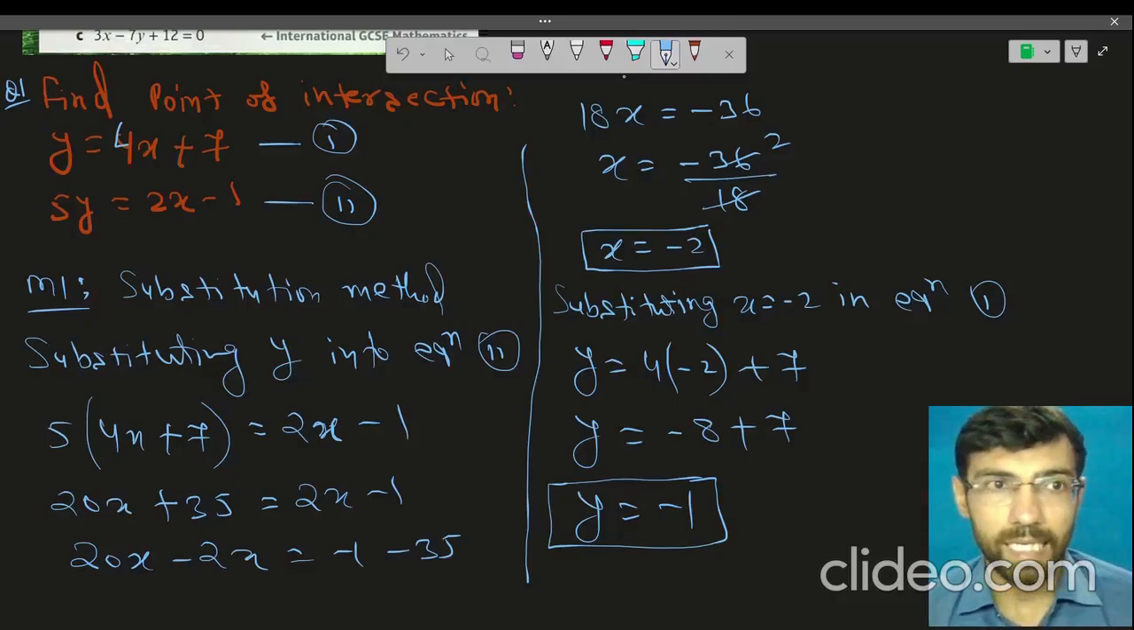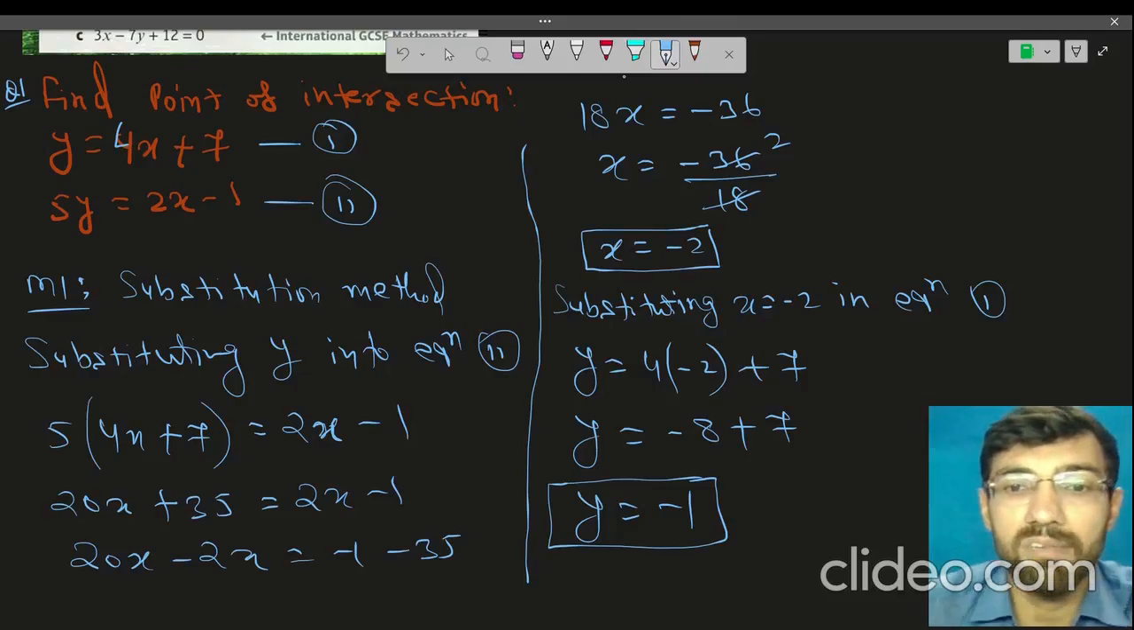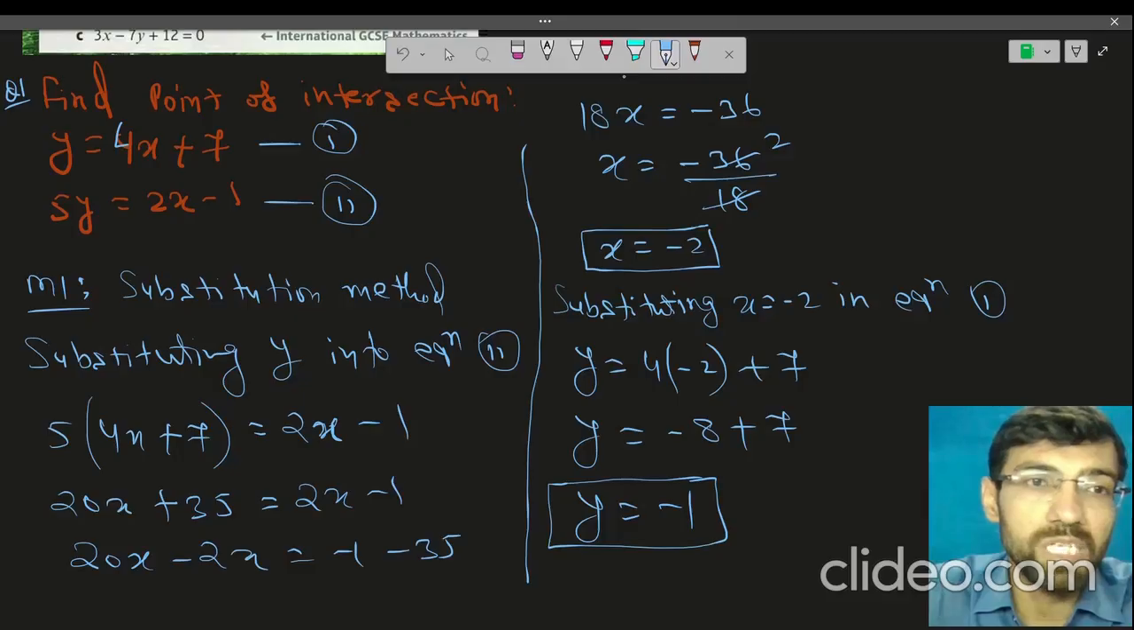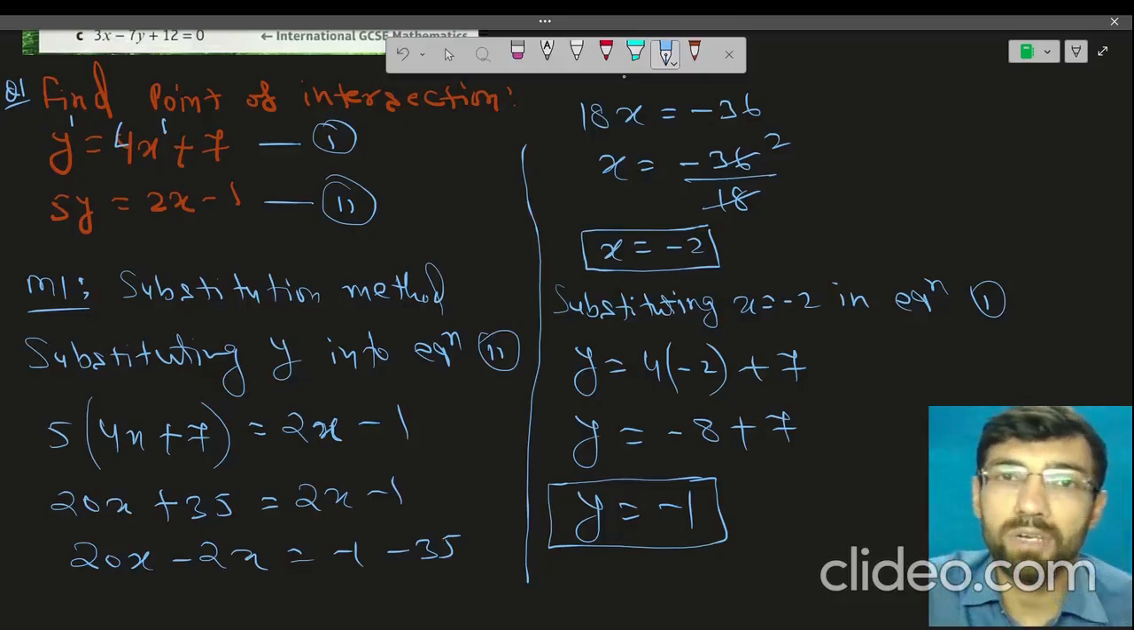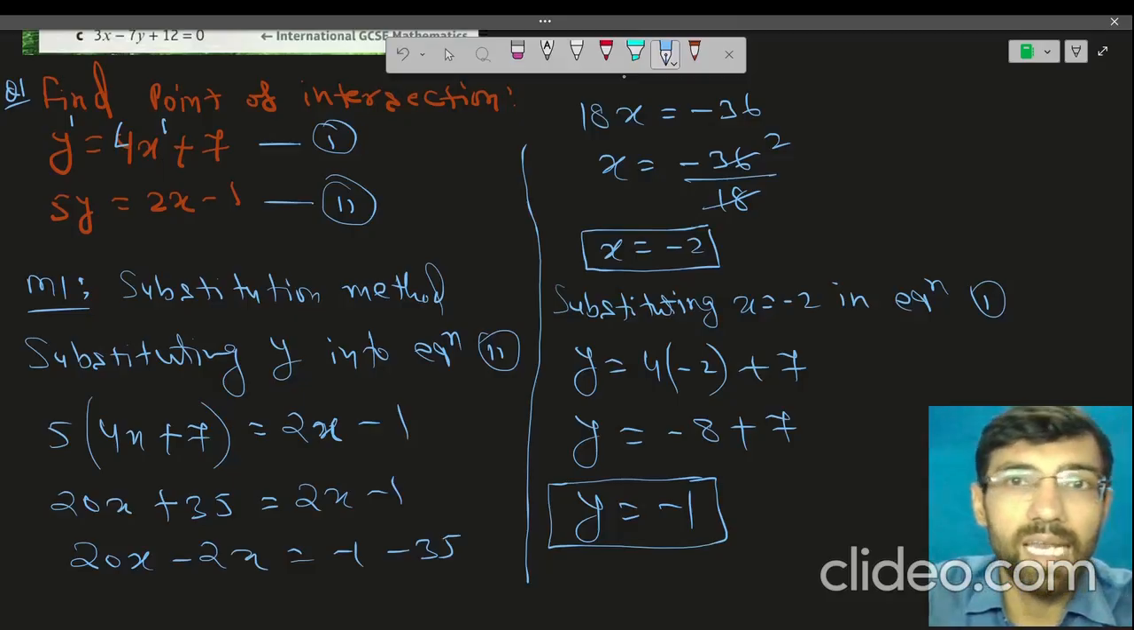Now we have to understand, when we solved this, what do x equals to minus 2 and y equals to minus 1 represent? So we know every linear equation. Equation number 1, y equals to 4x plus 7, is a linear equation, and every linear equation represents a straight line. Linear means, what is the highest power of the variable? y to the power 1 and x to the power 1, so the highest power is 1 only. So this is a linear equation, and every linear equation represents a line only.